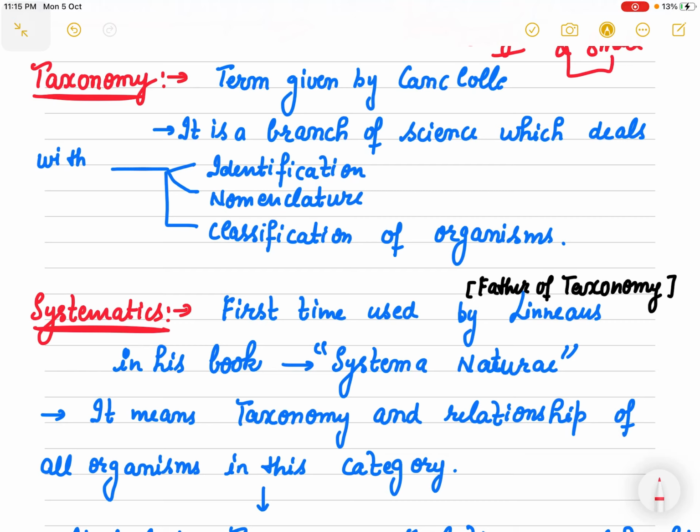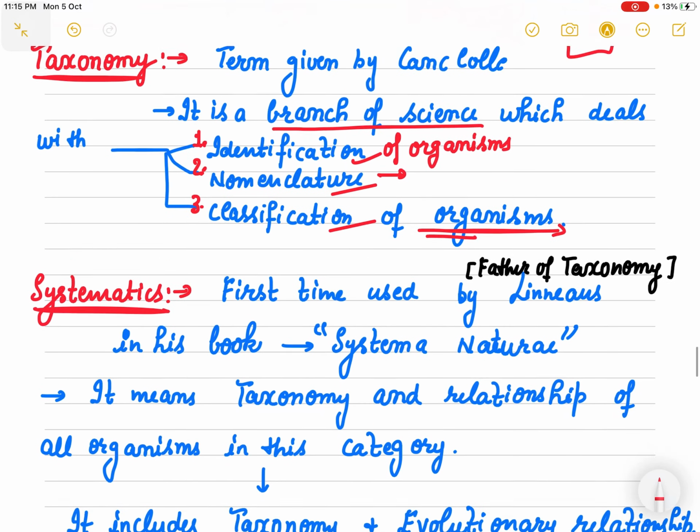What is taxonomy? The term was given by Candolle, and it is that branch which includes three very important steps. First, identification of organisms. Definitely, we first identify, right? Then we name them, and then comes the classification of organisms. So taxonomy is that branch of science which deals with identification, nomenclature, and classification of the organisms.